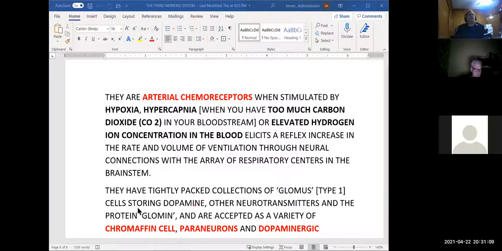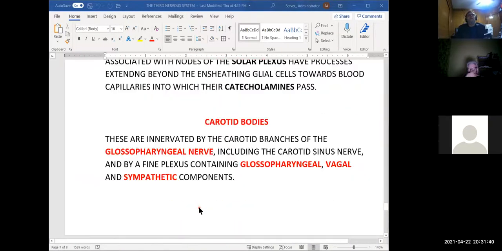They have tightly packed collections of glomus type 1 cells storing dopamine. Dopamine, wow, that's used in a lot of drugs there, okay? Other neurotransmitters in the protein glomin and are accepted as a variety of chromaffin cell paraneurons and dopaminergic. Okay, so how many of you knew that you could stimulate dopamine to be produced without drugs? Well, why do you need the drugs? Because the body already produces it here, okay?